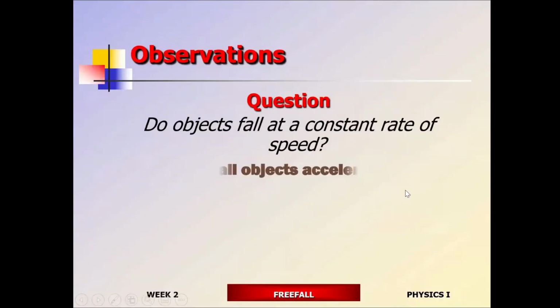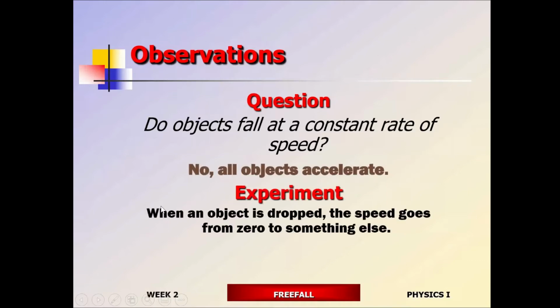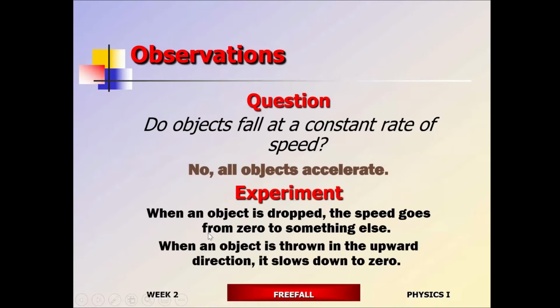Now, when I throw the ball back up against gravity, do you guys notice that it slows down? It slows down to a stop. So that's also acceleration. So falling objects do accelerate. How do we know? When dropped, they go from 0 to something else. And also, when thrown up against gravity, they slow down to a stop. That is the experimental verification.